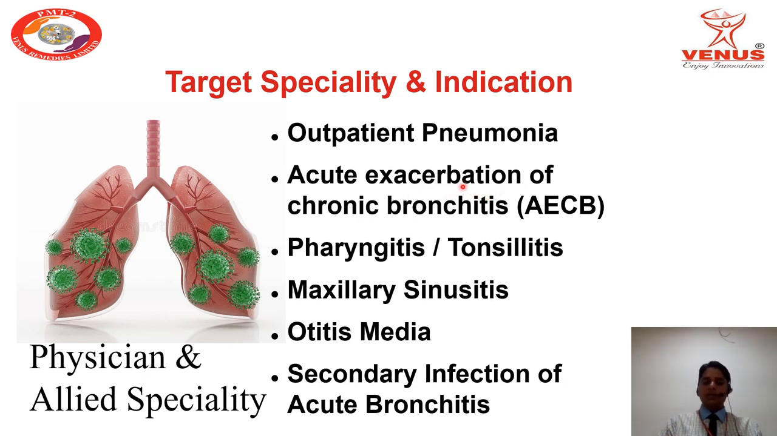That means patients who have chronic bronchitis have some worsening of health or some episodes in which they face shortness of breath and excessive production of mucus. That's known as the acute exacerbation of chronic bronchitis. And other indications are other respiratory infections such as pharyngitis, tonsillitis, maxillary bacterial sinusitis, acute otitis media, and secondary bacterial infections of acute bronchitis.